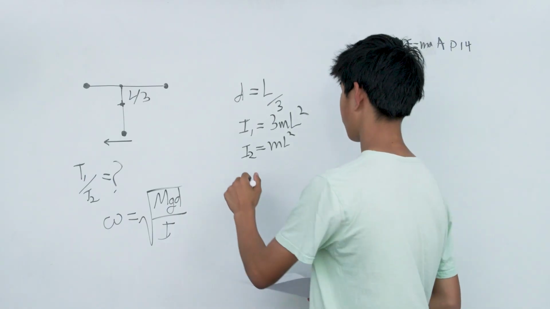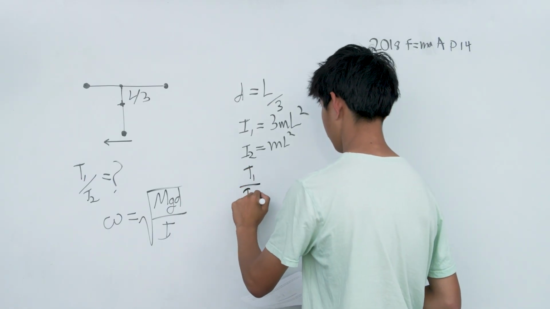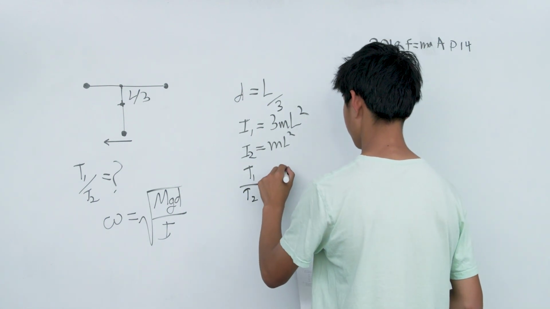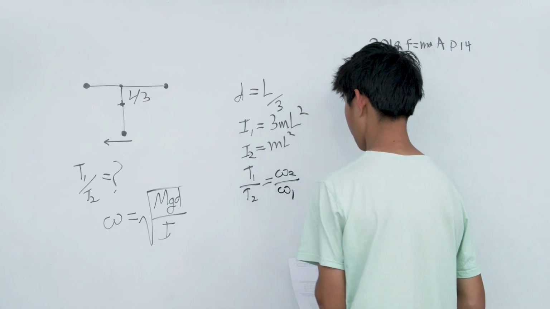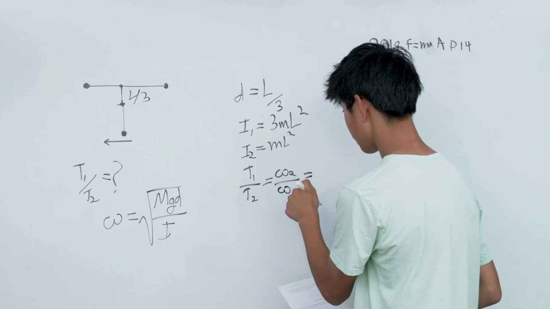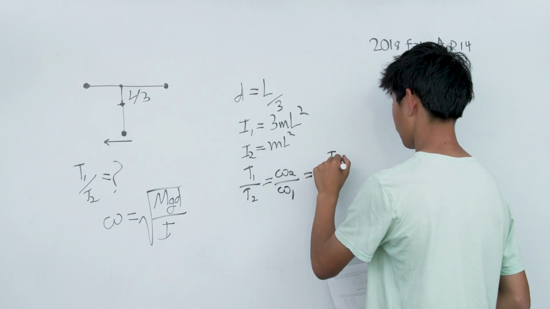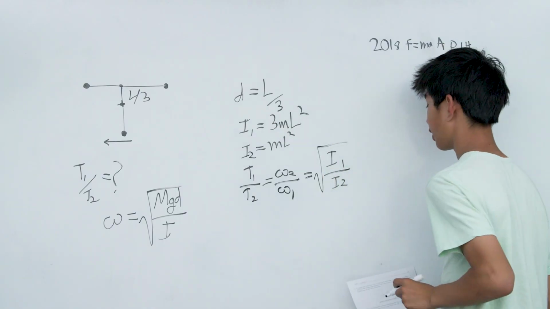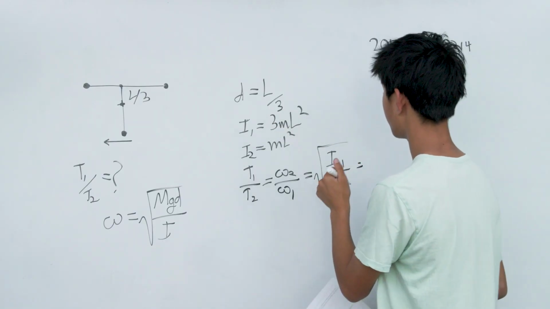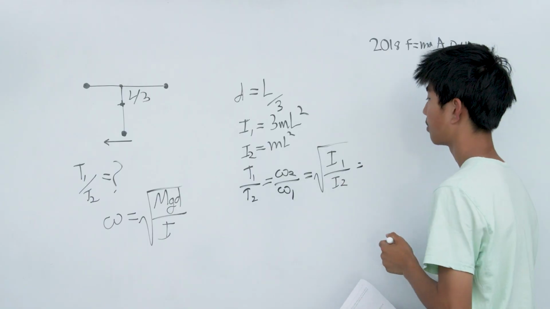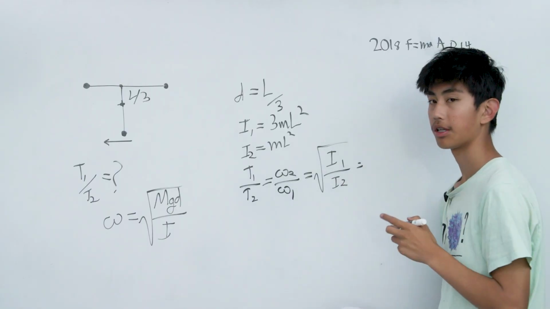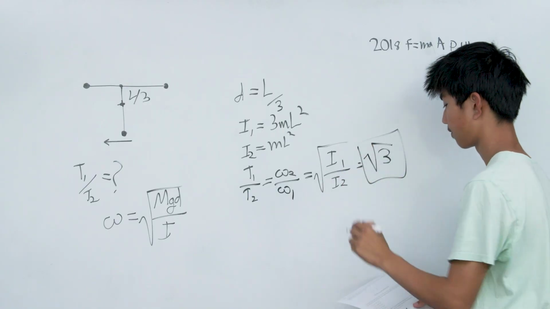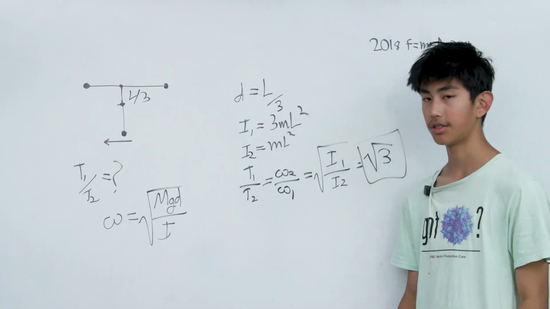Then, to solve for t1 over t2, this can simplify into omega 2 over omega 1. And then this is going to be the square root of I1 over I2, which is what we solve for here. And so plugging in the values, we get that I1, 3 ml squared over I2, ml squared, gets us square root of 3, which is our answer for this problem and is answer choice C on the test.